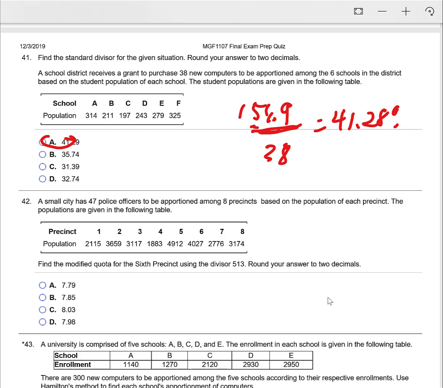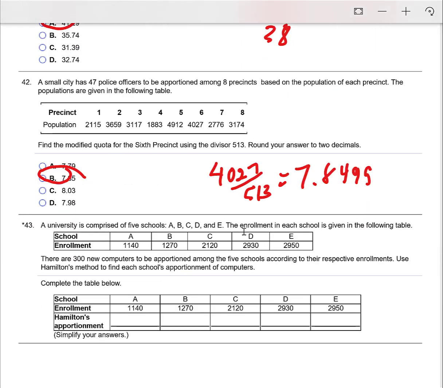In this one we want to find the modified quota for the 6th precinct using the divisor 513. Basically all you do here is take, for district number 6, 4027, divide by 513, and you'll come up with 7.8499, which is answer B. So you're just doing one of the precincts that time.